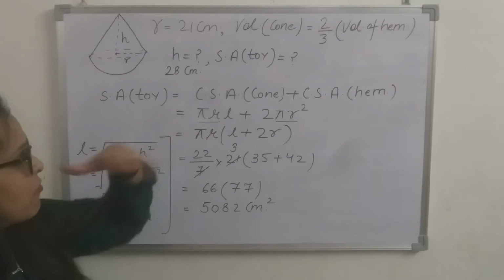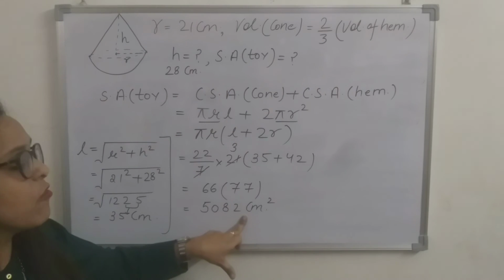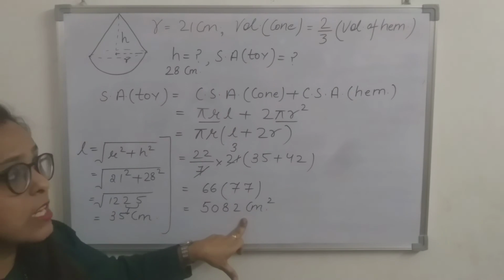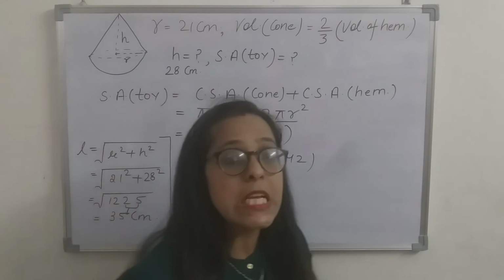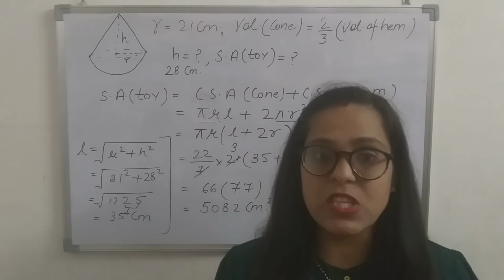So see, both parts we have got, h we have got 28 and the surface area of the toy we have got 5082 centimeter square. I think dear students these two problems will help you, and if you face any problem watch the video again.